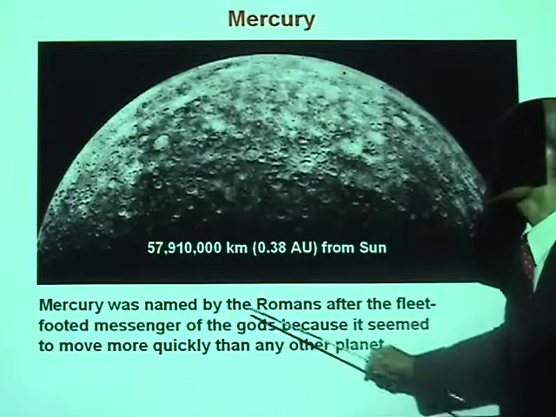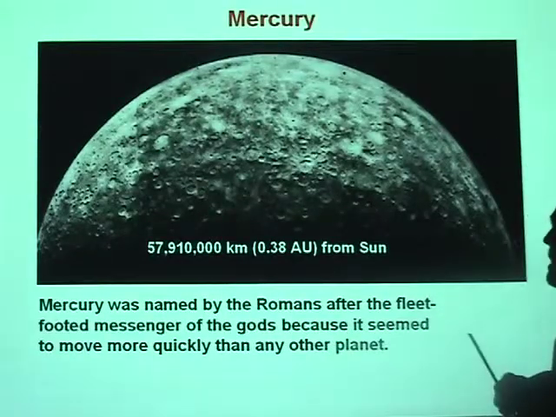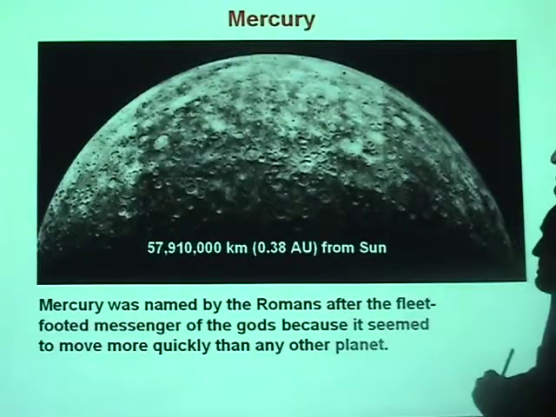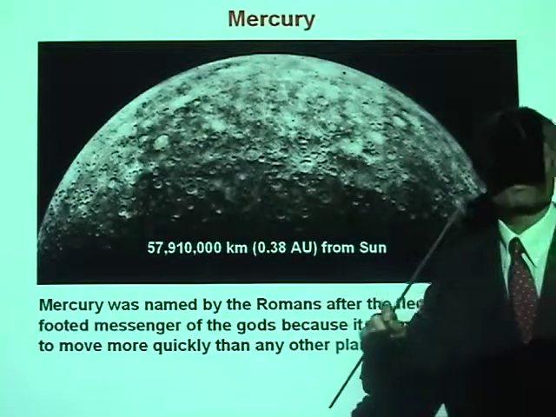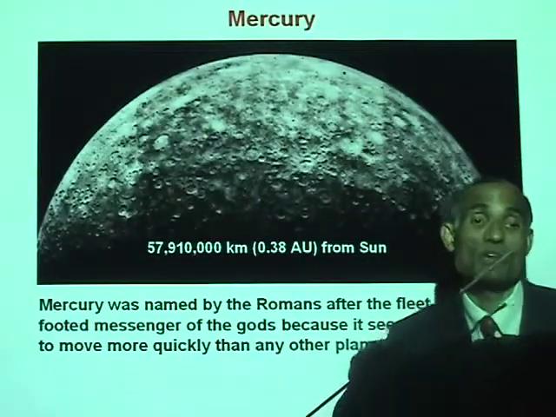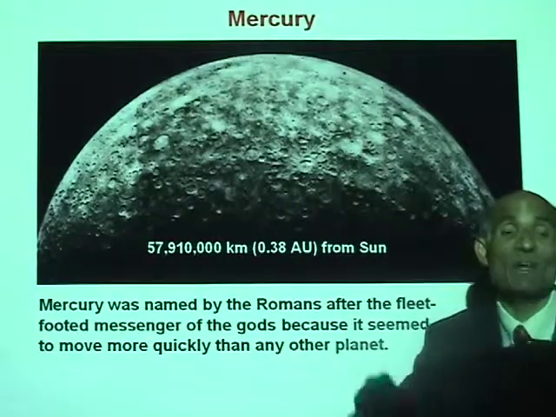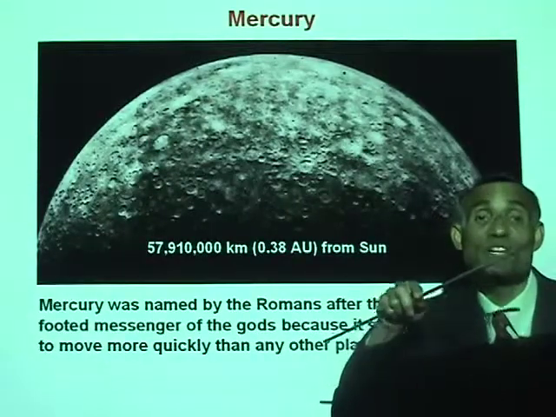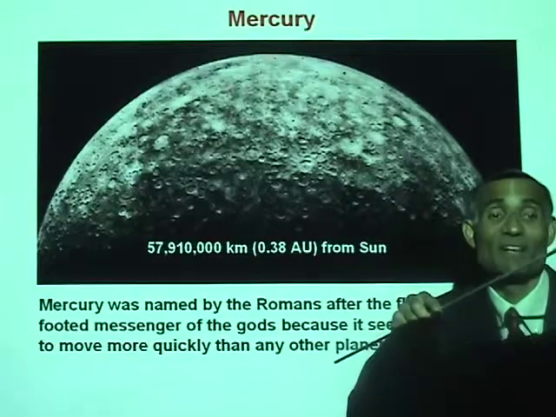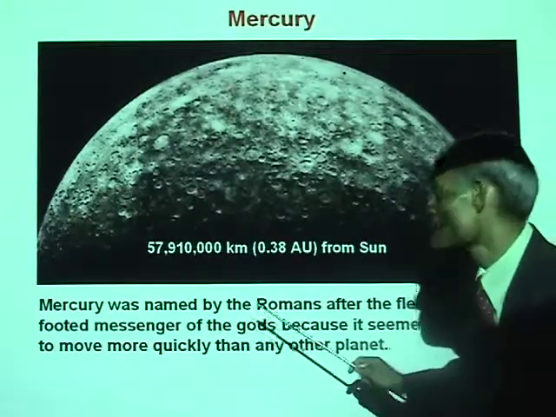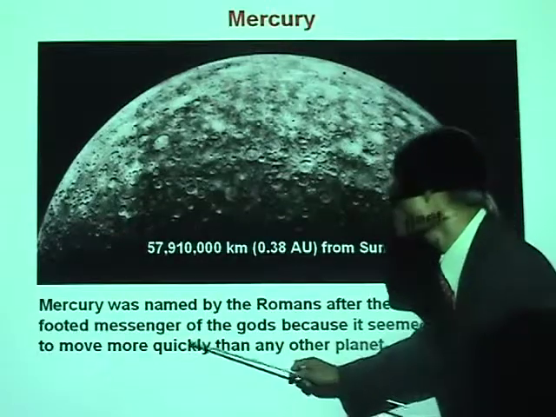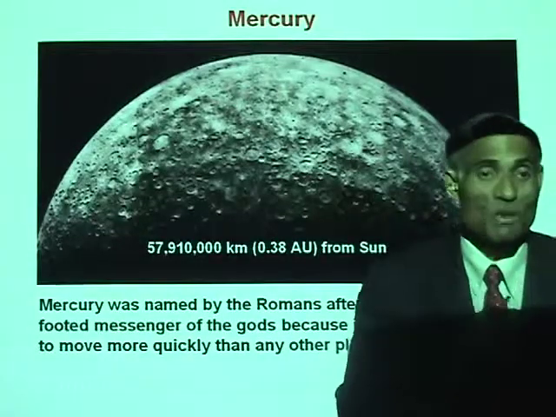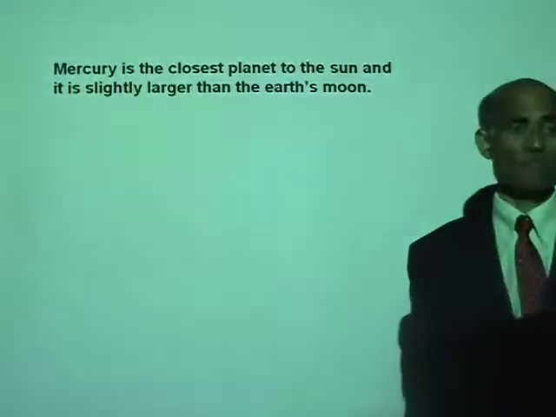Well, Mercury was named by the Romans after the fleet-footed messenger of the gods because it seemed to move more rapidly. You see, Mercury goes so rapidly around the Sun. Why? Because it is the closest planet. And as a result, the Romans named it Mercury after the fleet-footed messenger who could run very fast.